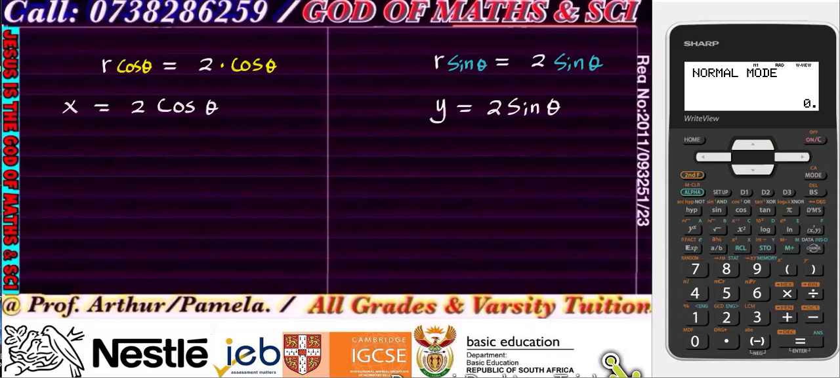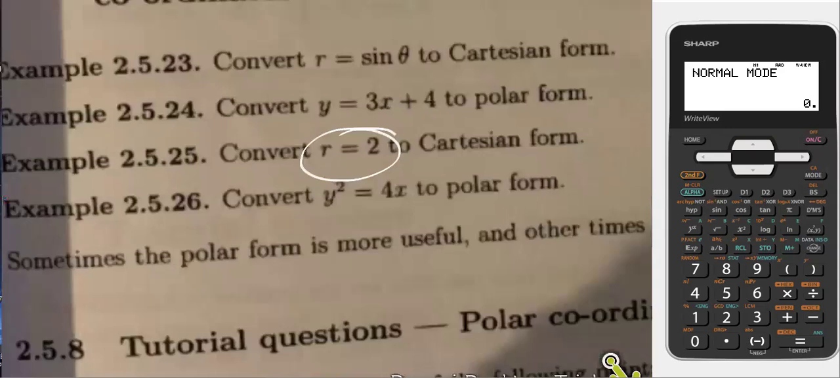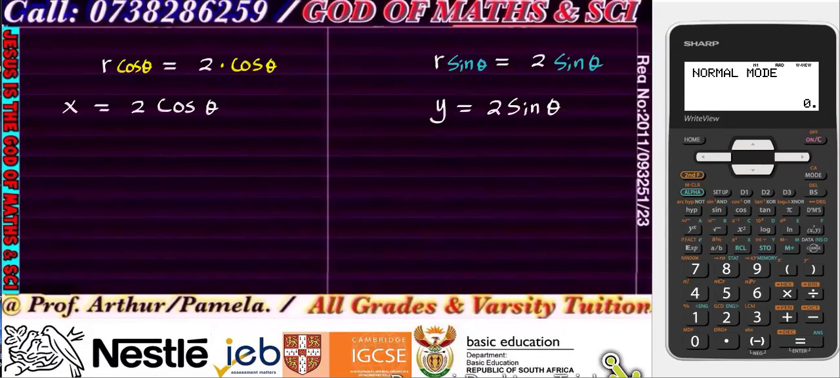Okay, I didn't even read the question. What is this? Convert to Cartesian form. Oh yeah, Cartesian form. All right, fine. So that means cos theta. I don't want to see the r. I don't want to see the thetas. Isn't it right? Yes.